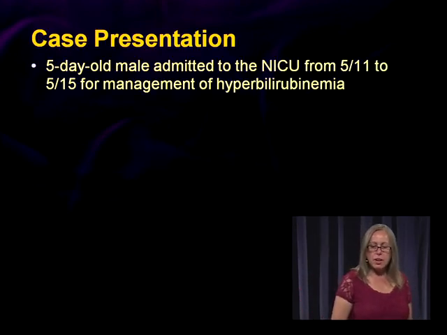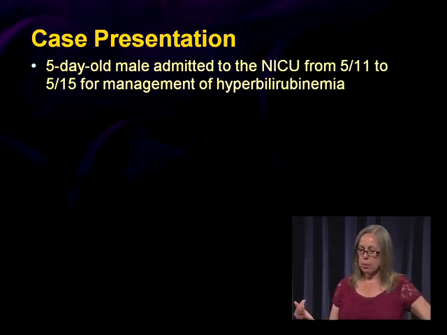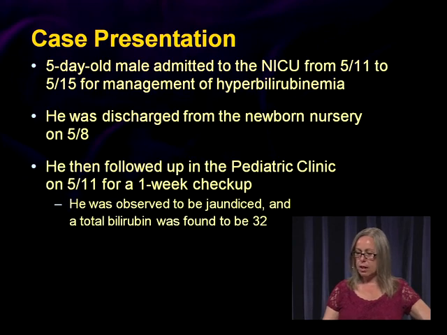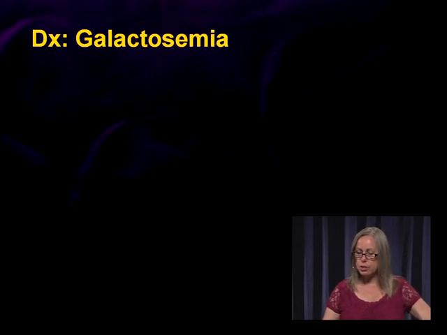Here's a case, a 5-day-old male that's admitted to the NICU from May 11th to May 15th for management of his hyperbilirubinemia. He was discharged from the nursery on 5/8 initially, so 3 days prior. Then followed up in the pediatric clinic on May 11th for his 1-week checkup and was observed to be jaundiced with a total bili at 32, and that's what got him admitted. So went to the NICU for a possible exchange transfusion, and his underlying diagnosis is galactosemia.